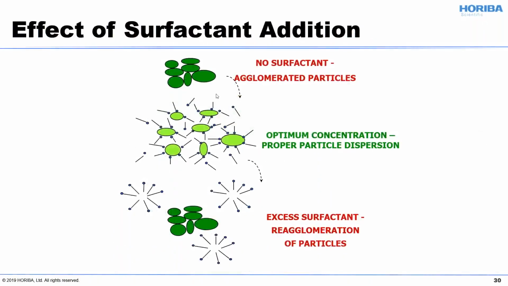Okay, now what is the effect of surfactant addition? This is kind of the whole thing rephrased. No surfactant, I have agglomerated particles. Optimal concentration, I have proper dispersion. And with excess surfactant, I have re-agglomeration of the particles because the surfactant is going out into the liquid.